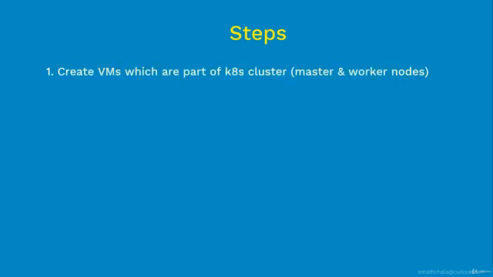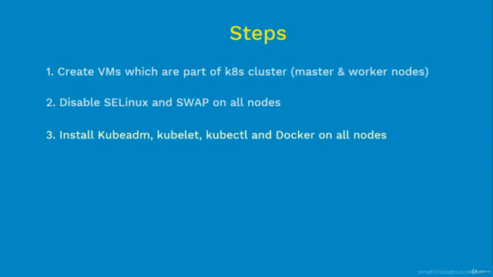In this slide, we'll discuss the 6 steps involved in creating a Kubernetes cluster. In the first step, we'll create the VMs which are part of the Kubernetes cluster. In the next slide, I'll show you how many VMs we'll be creating. Then, we'll disable SELinux and swap on all nodes. After that, we will install the 4 packages. They are kubeadm, kubelet, kubectl, and Docker on all nodes, including the Kubernetes master and the worker nodes.